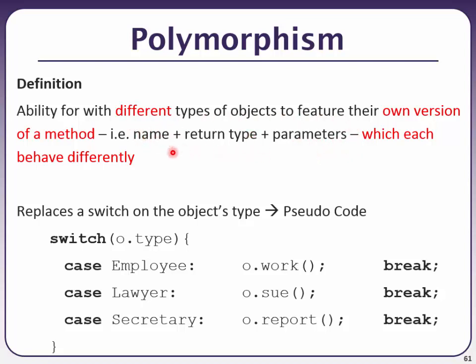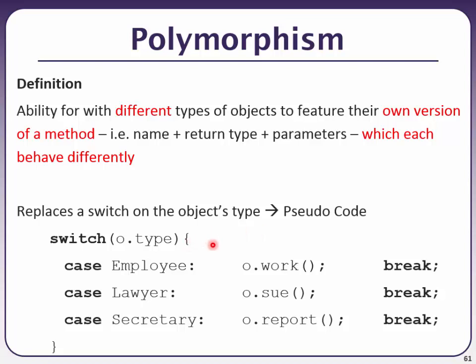Now, two methods can have the same name but a different return value or parameter list. They are different methods. Okay, so the ability for different types of objects to feature their own version of a method which behaves differently. So let's look at this example right down there directly, okay? We want to be able to say that if I have an object referenced by a variable, let's say o, we want to be able to do different tasks calling the same method.